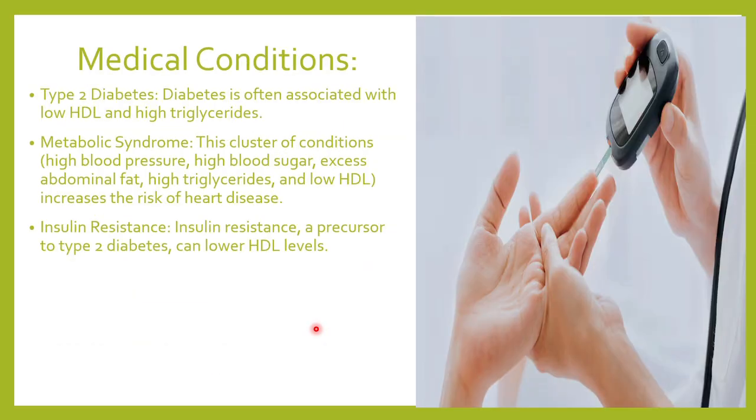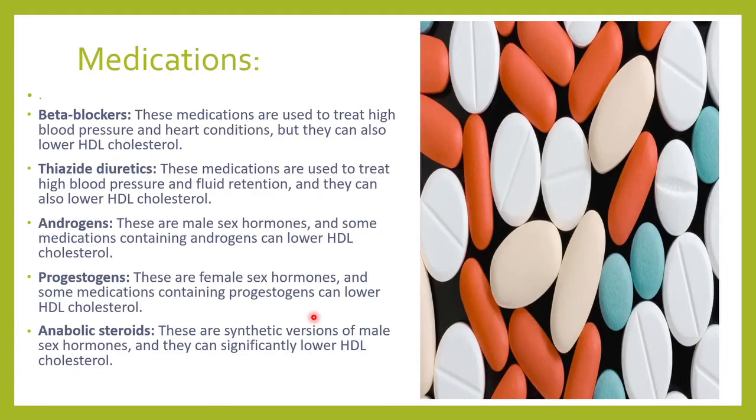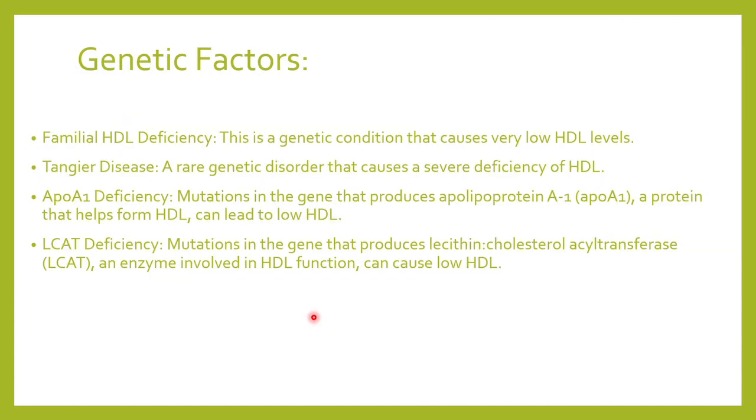Certain medical conditions like type 2 diabetes mellitus, chronic kidney disease, and hyperthyroidism can also increase the level of LDL and decrease the HDL levels. Certain medications like beta blockers, thiazide diuretics, progesterone, and anabolic steroids can reduce the HDL levels, and a few genetic factors like familial HDL deficiency, Tangier disease, apoA-I deficiency, lecithin-cholesterol acyltransferase enzyme deficiency, etc., can also lead to decreased HDL.